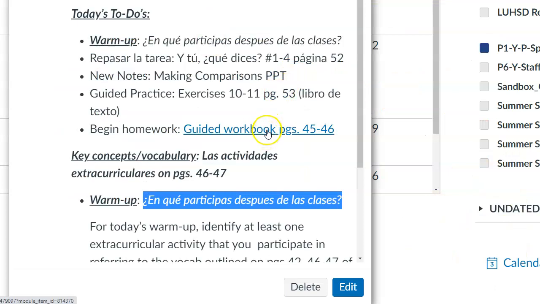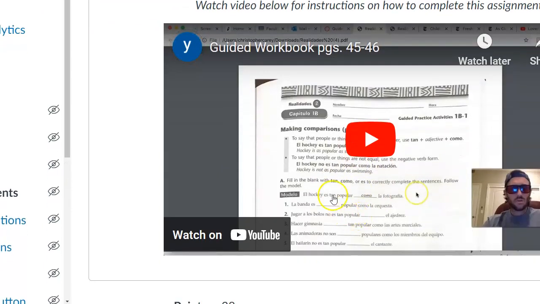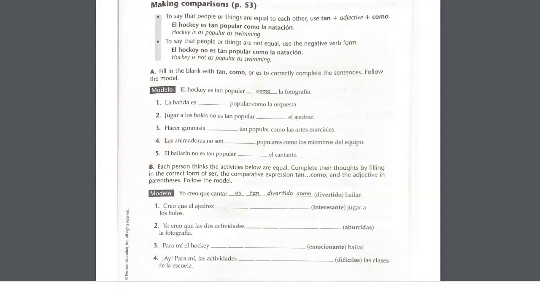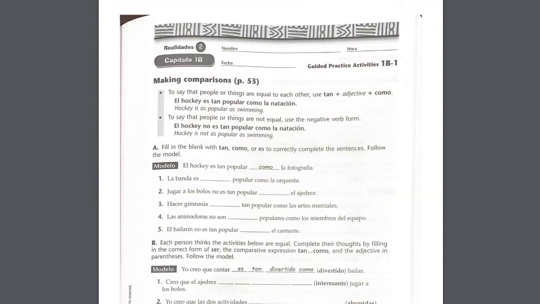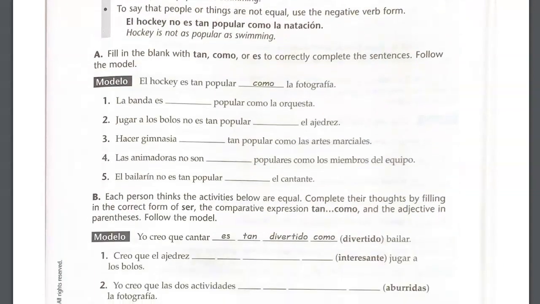Lastly, let's take a look at your homework. Guided workbook pages 45 and 46. You have the notes there from page 53. The workbook pages are right there, and then a video in addition to this video that you can watch for instructions on how to go about this assignment. Pretty straightforward for part A. All you're needing to do is fill in the blank with either the expression tan, como, or es.